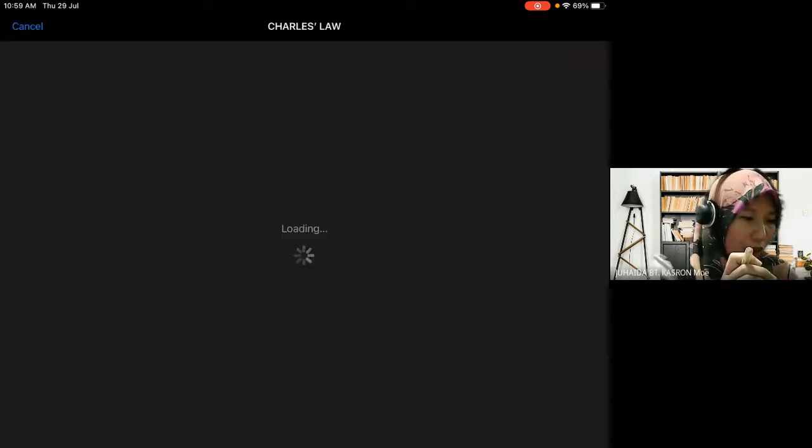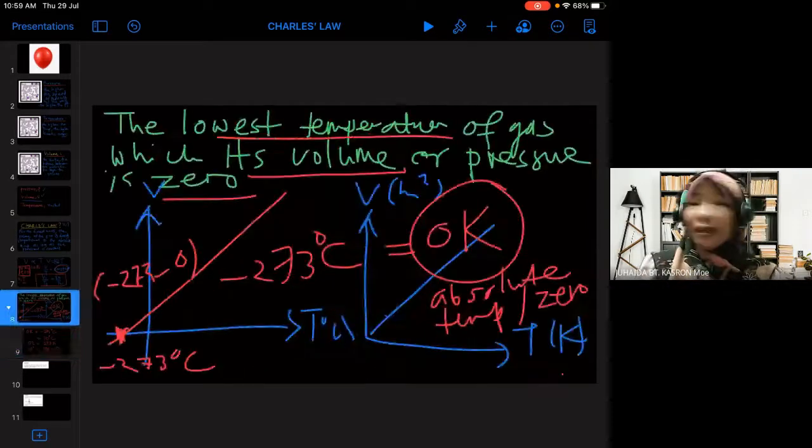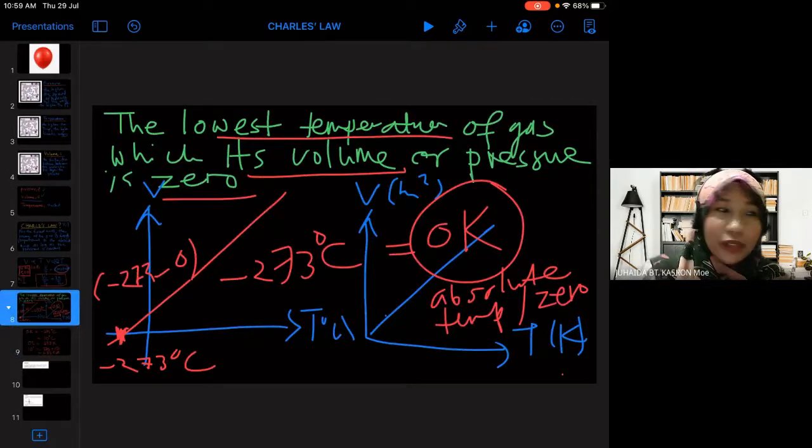Okay, just now I told you that we are supposed to get the graph of Charles' law. Where is it? Okay, like this. After this, we will conduct the virtual experiment. This is the first time we will conduct the virtual experiment to prove what Charles' law states.